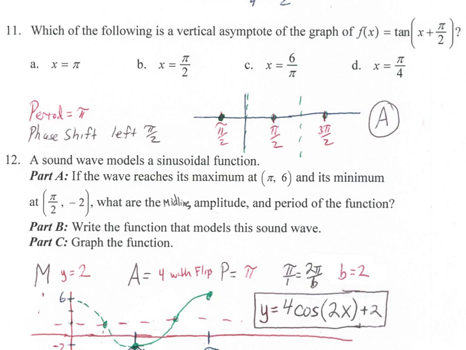Next question here. Which of the following is a vertical asymptote for this? There are different ways of looking at it. I'm going to go by sketching. So this is a tangent graph. So pi is your period. I have a phase shift left of pi over 2 because it goes opposite, so that's going to be negative pi over 2. So we start here at negative pi over 2, which I forgot to put negative on there.